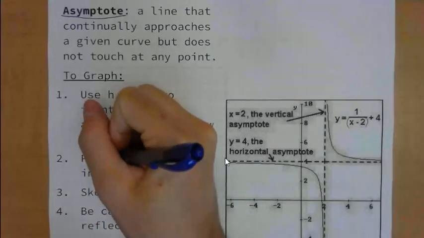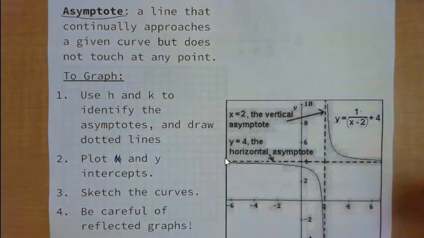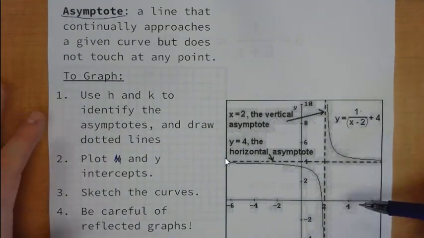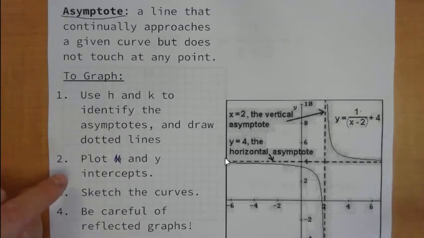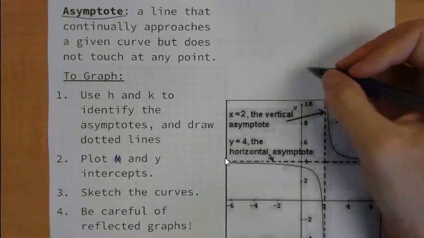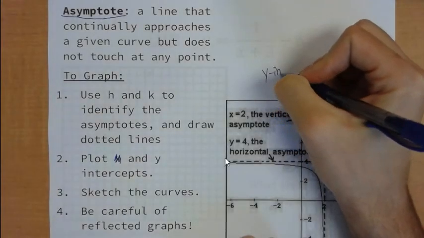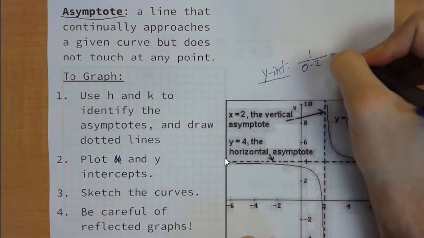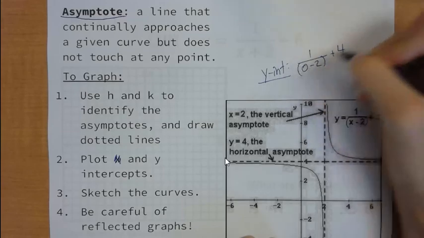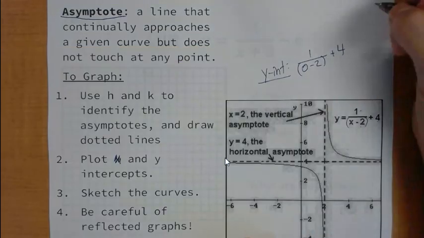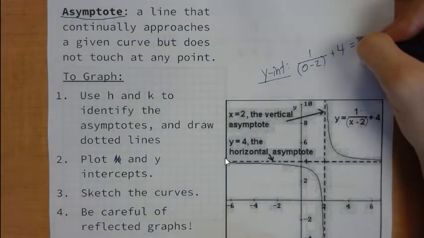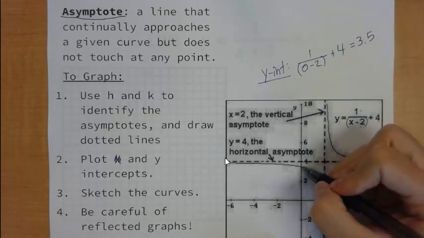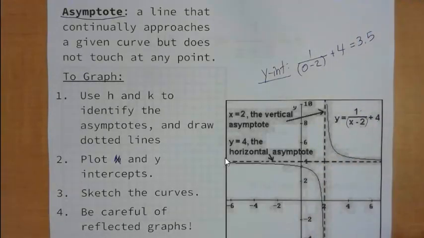And we're going to ignore the x part. And so we're going to use h and k to identify our asymptotes and draw dotted lines to represent them on our graph. We're going to find our y-intercept by making x 0 and solving for an answer. So for instance, in this problem, our y-intercept would be found by doing 1 over 0 minus 2 plus 4, which would be negative 1/2 plus 4 equals positive 3.5, which, as you can see, looks like where it's plotted on our graph below.